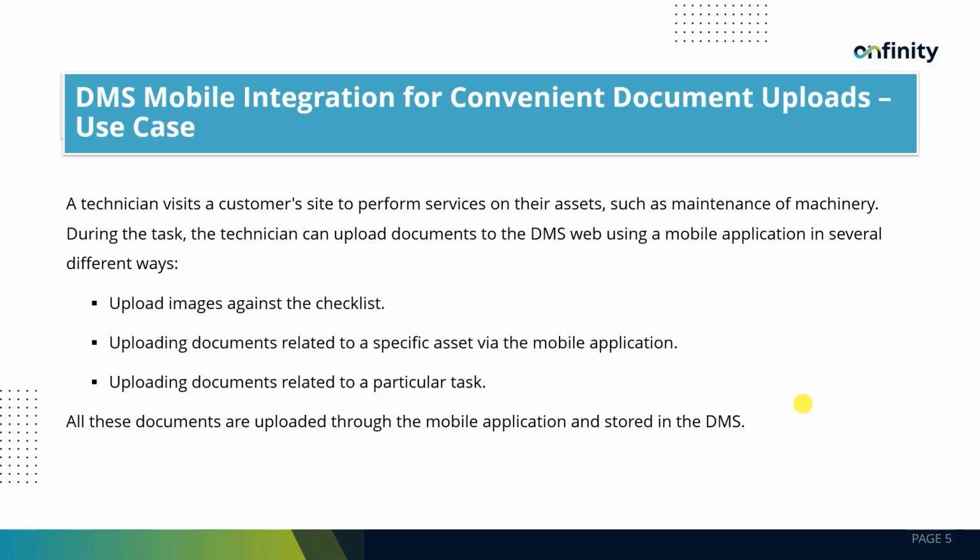Uploading documents related to a specific asset and equipment. The technician can upload documents that relate specifically to that asset and equipment, such as a user manual, maintenance report, calibration certificate, or part replacement record. These files are also stored in the DMS and linked directly to that equipment, so anyone viewing the equipment's history later can access all related documents in one place.